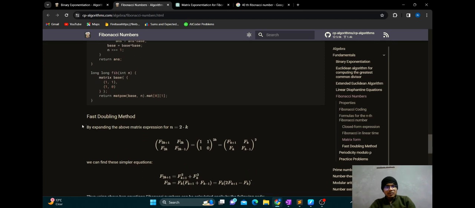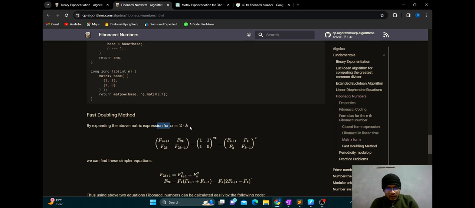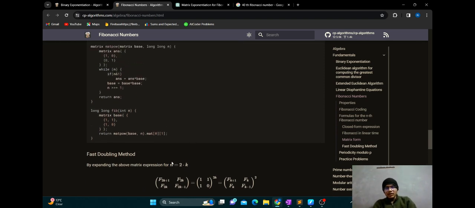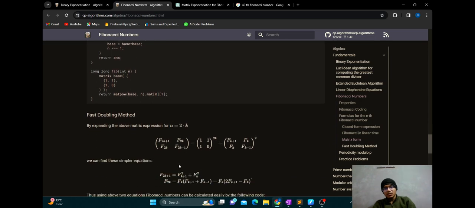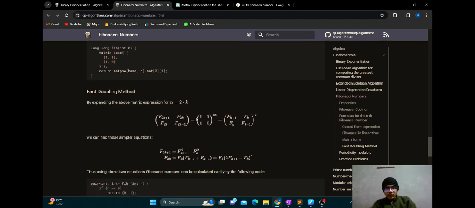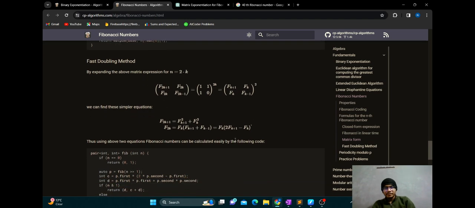There is another method known as the fast doubling method, obtained by expanding the above matrix equation for n equal to 2k. So we put 2k in the place of n, and we have to exponentiate this matrix 2k times. So eventually we will see that it is the matrix with f(k+1), f(k), f(k-1) squared.